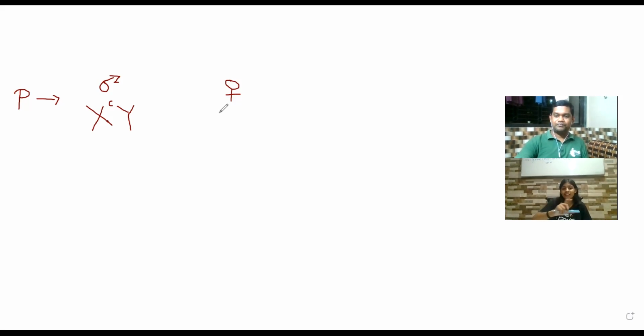मतलब heterozygous. Question में क्या लिखा है? She's a carrier. So you will write X with a capital C and X with a small c. Now two types of gametes.